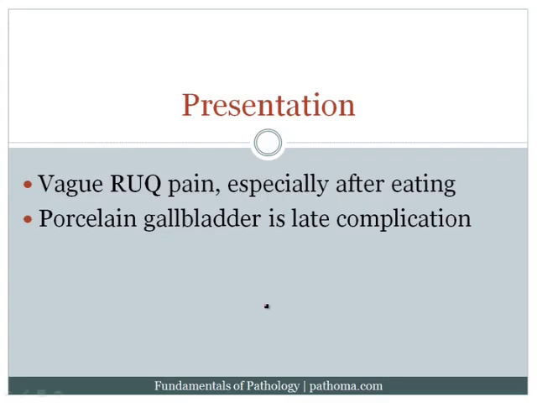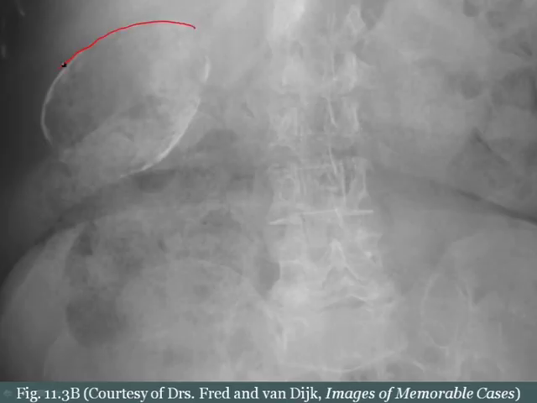Now, these patients will present with vague right upper quadrant pain, especially after eating, and porcelain gallbladder is a late complication. The more there's chemical damage to the wall of the gallbladder, the more you increase the risk for dystrophic calcification, which can then result in something called a porcelain gallbladder. Here's a picture of a porcelain gallbladder. You can clearly see that the wall of the gallbladder has become calcified. Again, that's called porcelain gallbladder.